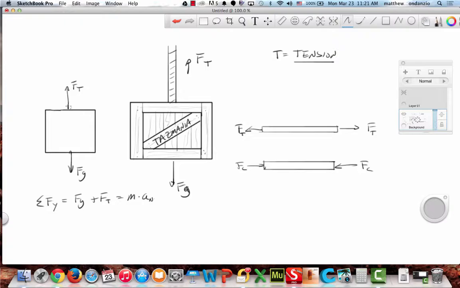Let's assume that my force of gravity is negative 100 newtons, and let's assume that my force of tension is positive 100 newtons. What's a negative and positive do for us? Shows us what? Direction, right? So now that means that my sum of the forces in the y is equal to what? Negative 100 plus 100 equals 0 newtons, right?